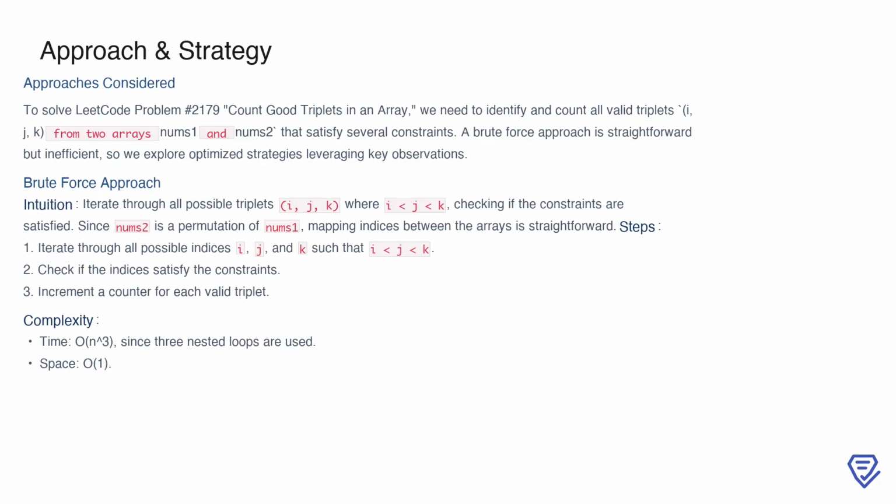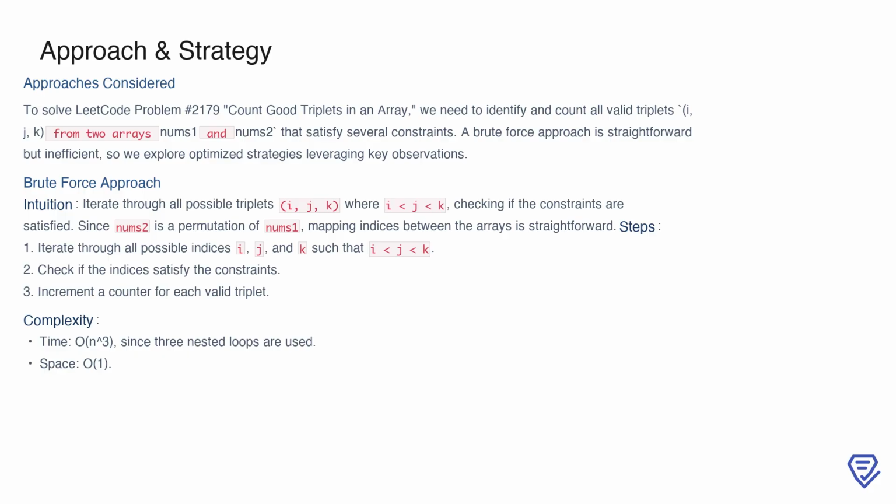To tackle problem number 2179, we need to identify all valid triplets, i, j, k, from two arrays, nums1 and nums2, while adhering to the constraints given in the problem. One straightforward way to approach this is through brute force. Here, we iterate through all possible combinations of indices i, j, and k such that i is less than j less than k, and check if they satisfy the problem's constraints. Since nums2 is a permutation of nums1, it's easy to map indices between the two arrays.